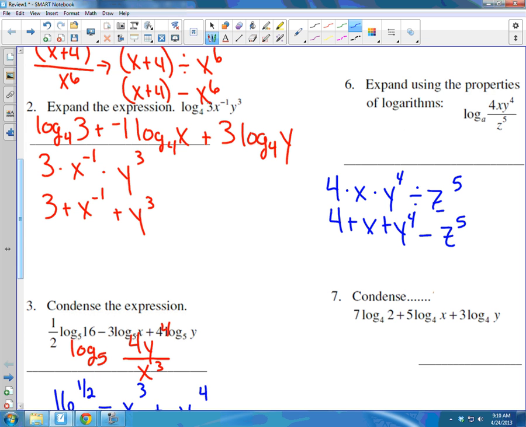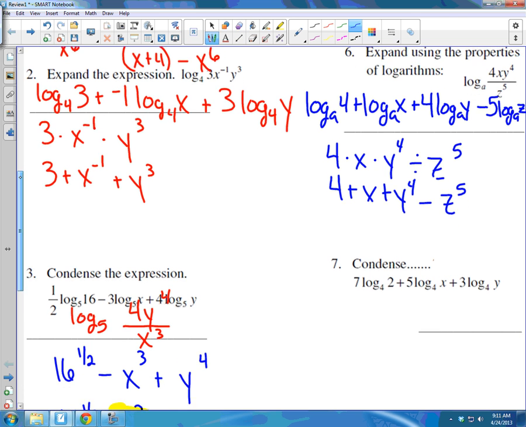Now each of those terms is going to get their own log. So here's the start of my answer. Log a of 4 plus log a of x plus the 4, remember, moves as an exponent, log a of y, and then minus 5 log a of z. All right, remember, all your exponents move back in front as multiplication.